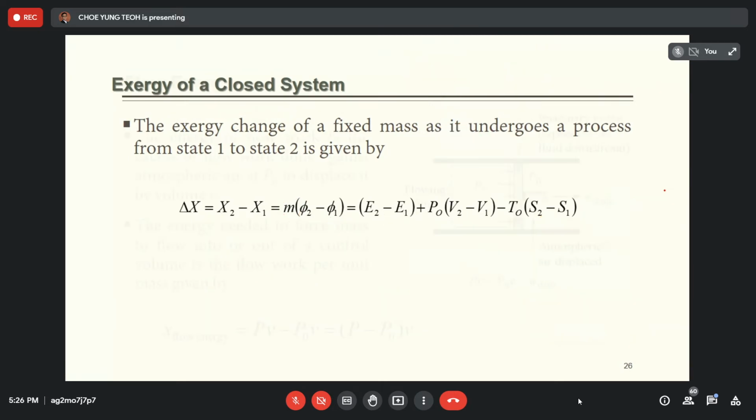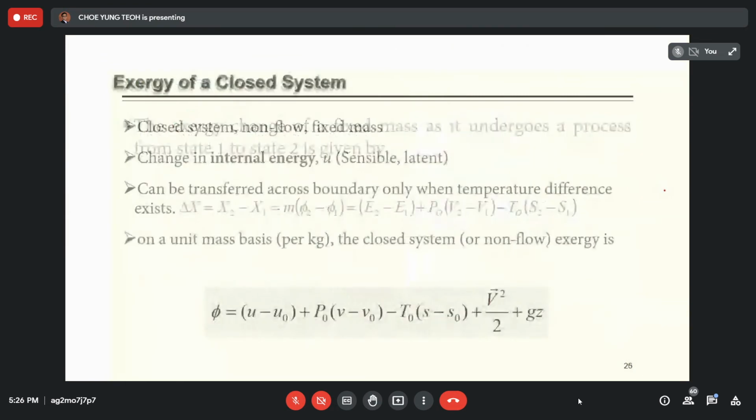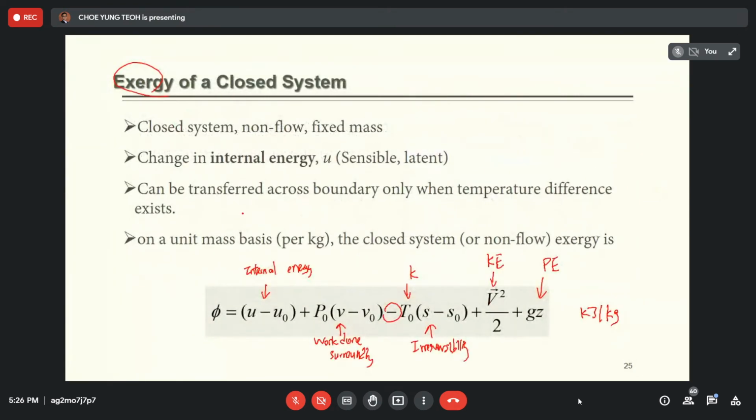Then we move to the next one, flow energy. Okay, so just to refresh a bit. For exergy of a closed system, we have five terms: change of internal energy, work done to the surrounding, irreversibility, kinetic energy, and potential energy.